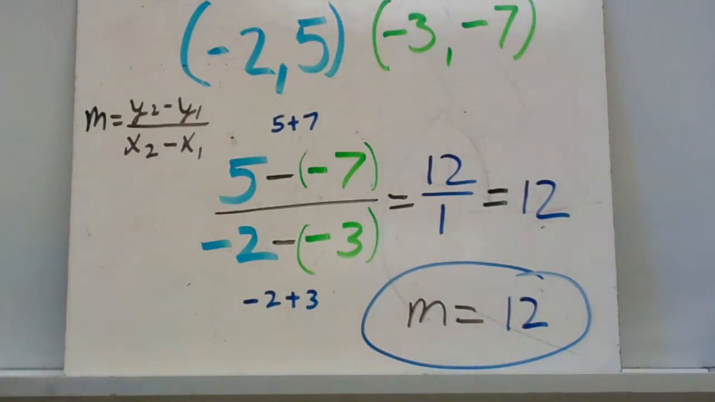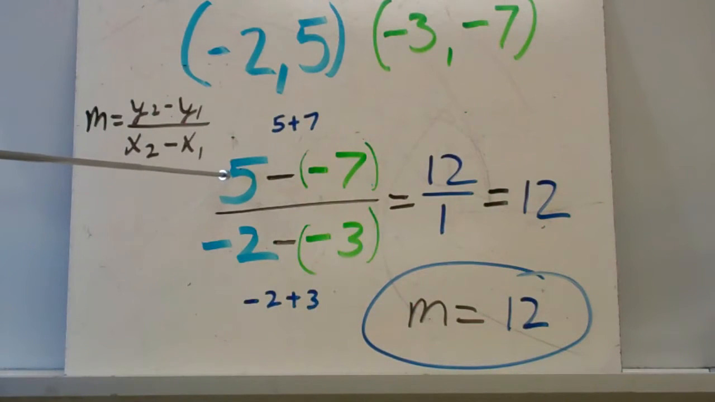Let's look at another example. We have negative 2, 5, and we have negative 3, negative 7. So 5 goes in y sub 1, or excuse me, y sub 2. Negative 7 goes in y sub 1. Negative 2 goes in x sub 2. Negative 3 goes in x sub 1.